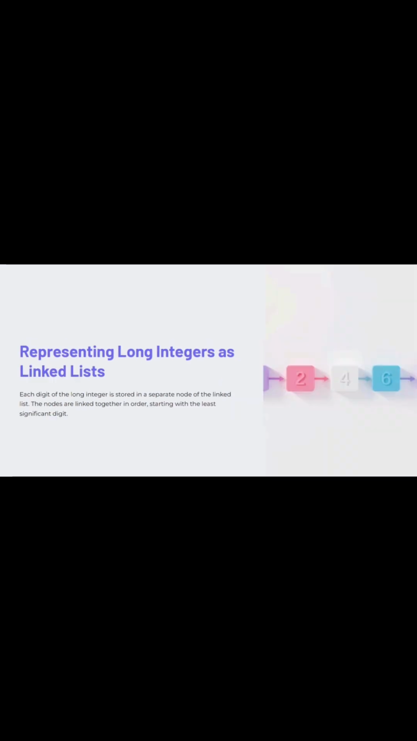Let's move further. Now, representing long integers as linked lists. Each digit of the long integer is stored in a separate node of the linked list. The nodes are linked together in order, starting with the least significant digit. The least significant digit is the rightmost digit in the number, which represents the smallest place value in the number. It can also be the lowest exponent value.